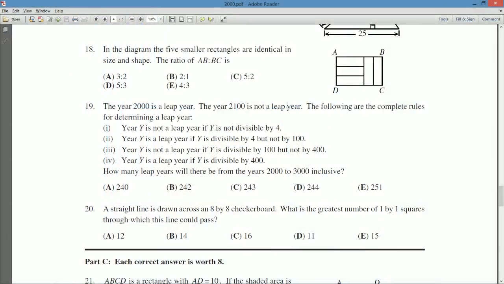The following are the complete rules for determining a leap year. The year is not a leap year if y is not divisible by 4. So only every 4 years do we get a leap year. This is something most people know. A year is a leap year if y is divisible by 4 but not 100. This is a less known rule nowadays because the only multiple of 100 we had was 2000, and the next rule takes care of it.